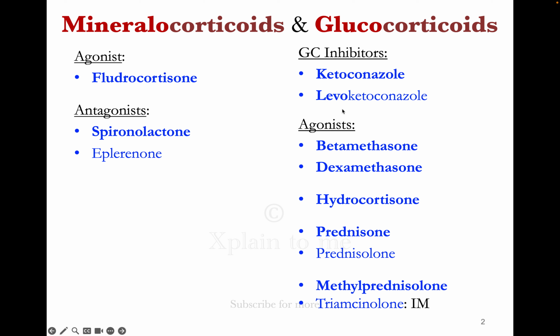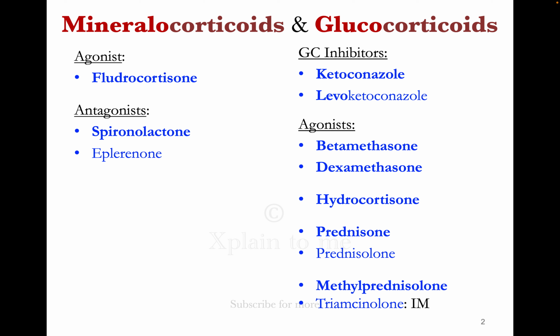Okay, the next section is synthetic glucocorticoids. I just put it as agonist because it makes sense, but actually we don't use the term agonist in this section. Keep in mind these are synthetic glucocorticoids. A long list is there, but at least you need to learn this section. These are super important drugs.